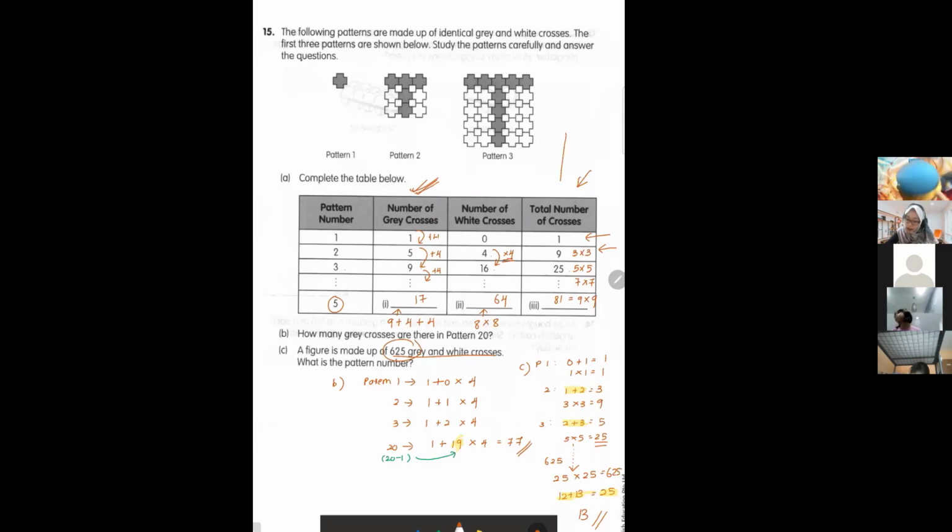Then for C, you can see the total number of crosses. I'm looking at this table here. So pattern 1 means 0 + 1 is 1. 1 times 1 is 1. Then pattern number 2 is 1 + 2 is 3. 3 times 3, 9. Now pattern 3 is 2 + 3, 5. 5 times 5, 25. And then so on. Then I work backwards. Since I have 625, I need to find out what times what gives you 625. 25 times 25, your square root. Then you go backwards. Which means 12 + 13 gives me 25. So the pattern is 13. Right?